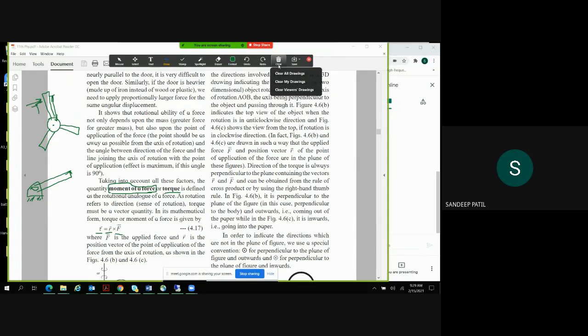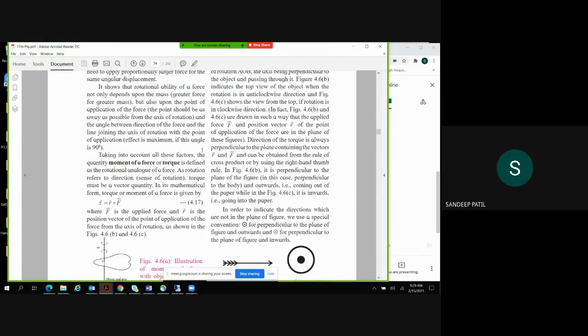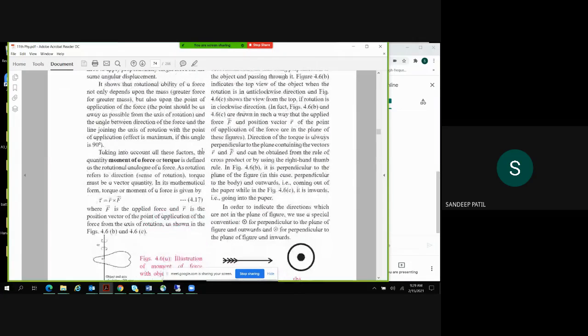We have just introduced the new term, torque. We will discuss more in the next lecture.